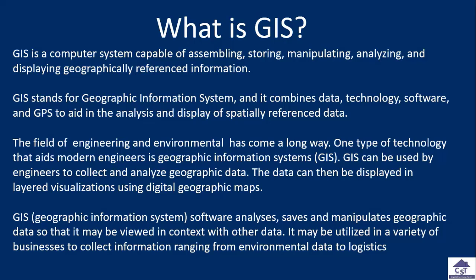Now, the main reason why, as construction professionals, we need to take GIS into consideration is because we deal with locations. If you want to build a house, or carry out any construction, either road design, road construction, house, or any kind of environmental design and construction that you are into, you actually need to know the location at which you want to do that construction, right? Now, the field of engineering and environmental work has come a long way. One type of technology that aids the modern engineer is the geographic information system, because it makes all the work easy for us. You can actually sit down in the comfort of your home and access environmental data from somewhere else, without necessarily taking risks to go to that place, okay?